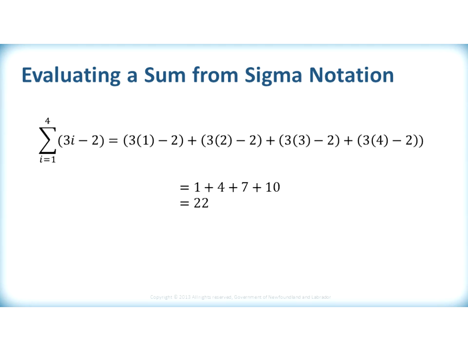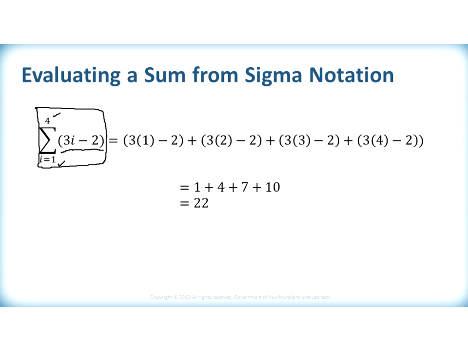Evaluating a sum from sigma notation. So here's the sigma notation that we're going to start with for this one, right here. And this is what you would be given. It says sigma from i equals 1 to 4 of 3i minus 2. So basically, it says to create 4 terms using this formula, starting when i equals 1 for your first term, up to i equals 4 for your last term.